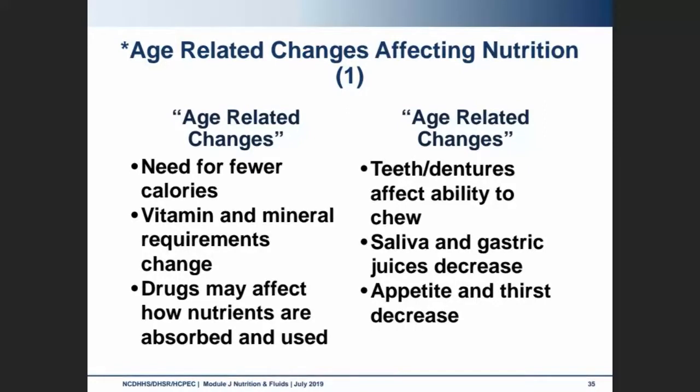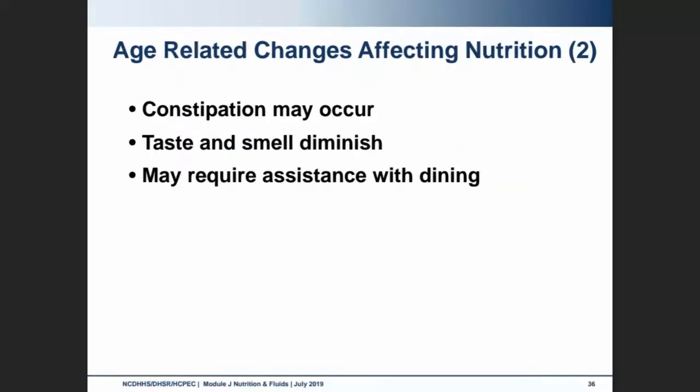In addition, if our residents are on multiple medications, some medications can really affect how nutrients are absorbed, as well as our appetite sometimes. Because of some of these changes, older adults tend to have more issues with constipation. Because if you think about it, if things in general are slowing down as we age, if food is going through our system more slowly, if we're potentially not drinking as much, that all leads to constipation and other things as well. Our taste and smell diminish, and then of course, if there's other issues going on, they may need assistance with dining, which can affect our nutrition.